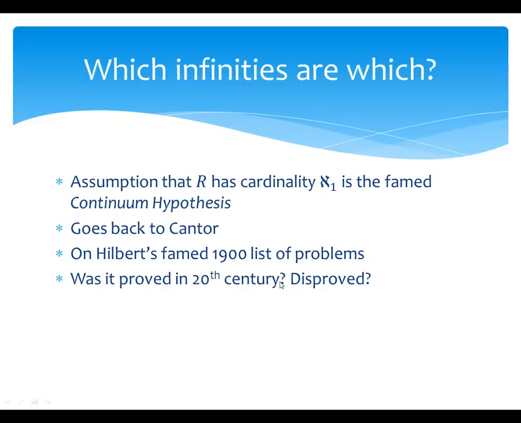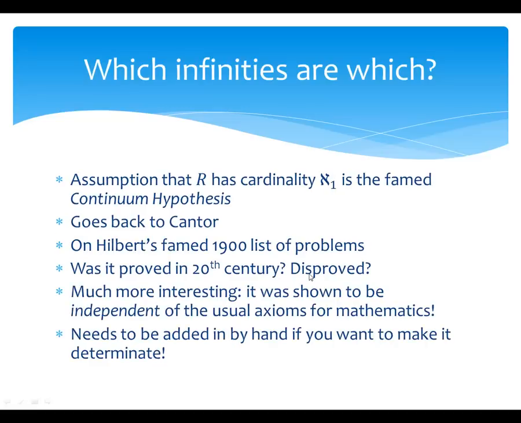And so what happened in the 20th century? It's been 113 years since Hilbert brought it to light as a central problem, and even goes back further than that to Cantor. So what happened? Was it proved? Was it disproved? Did people not figure it out? Well, probably the most interesting possible thing happened to it. It wasn't proved or disproved. It was shown principally by Kurt Gödel and Paul Cohen, about 30 years separately from each other. It was shown to be independent of the usual axioms for mathematics.